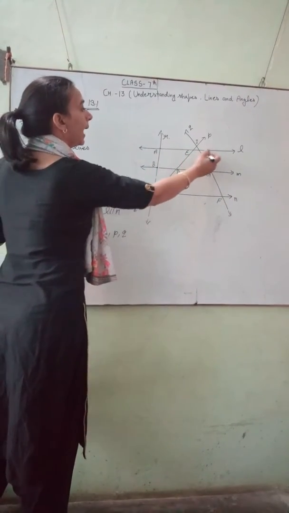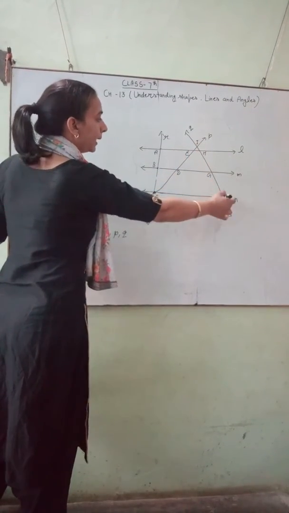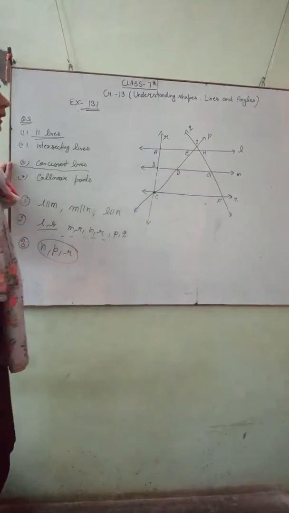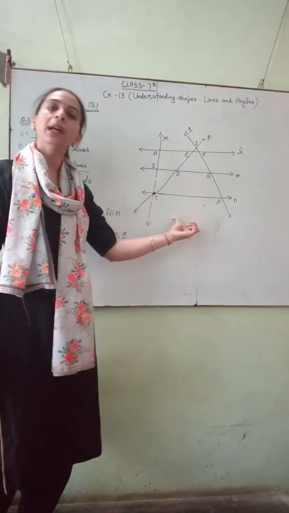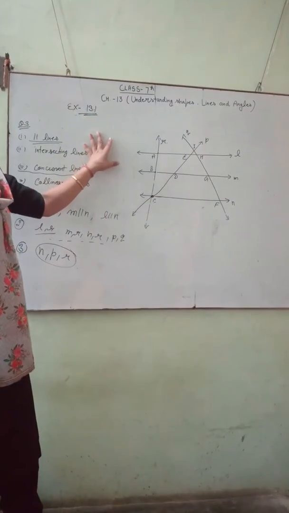A, E, H are collinear points. I, H, Z, F are also collinear points. So there are so many pairs of collinear points. Clear, students? Then exercise 13.1 is complete. Clear?